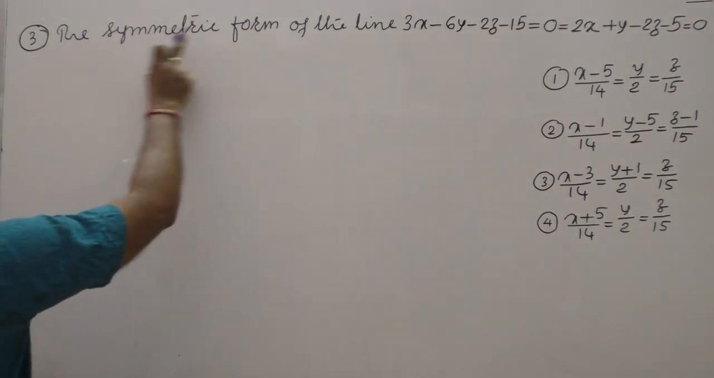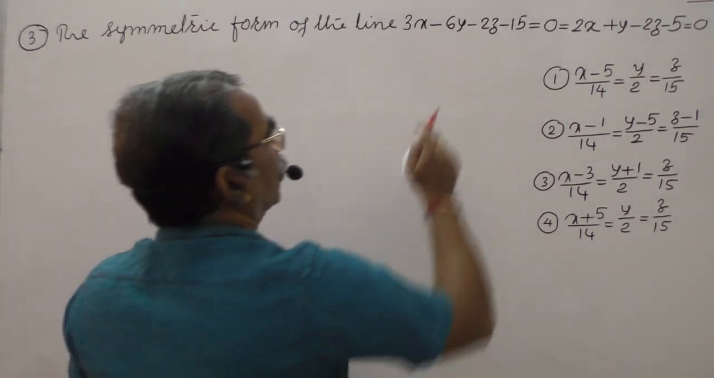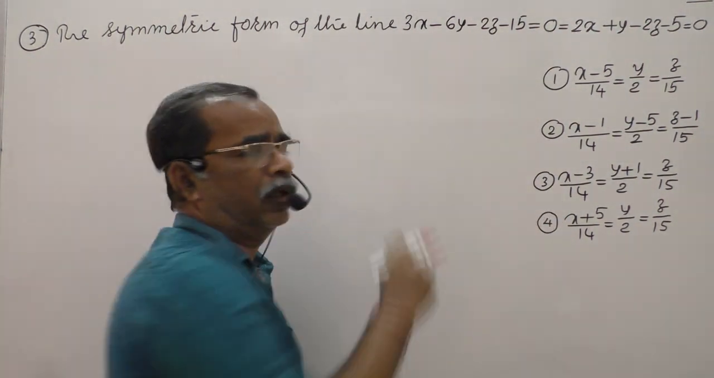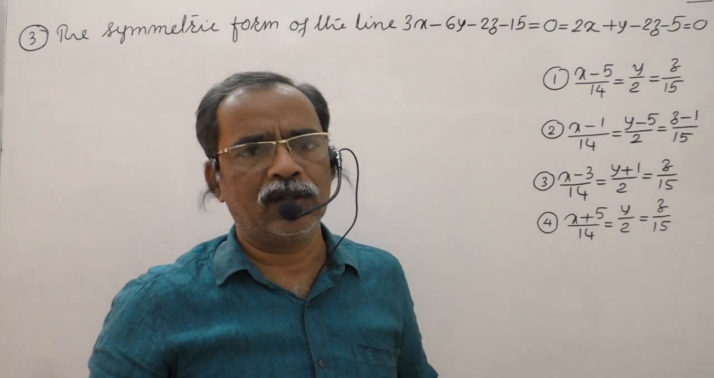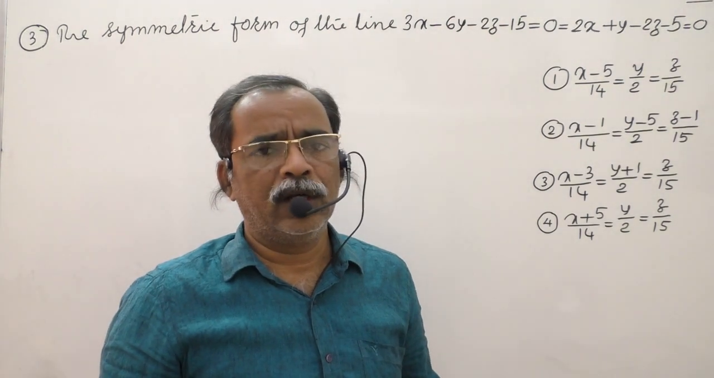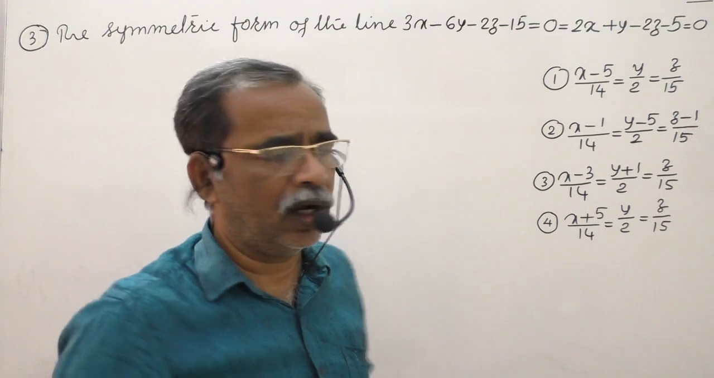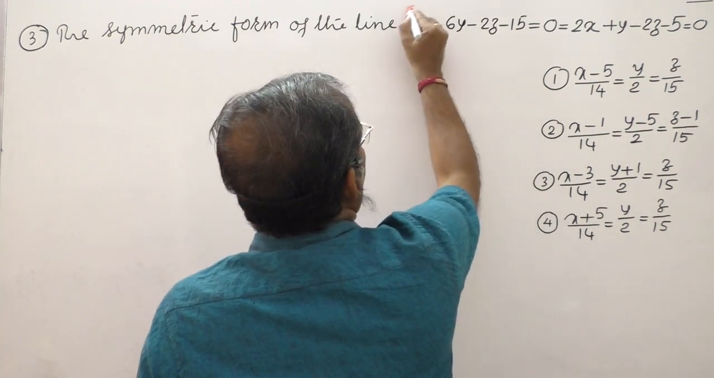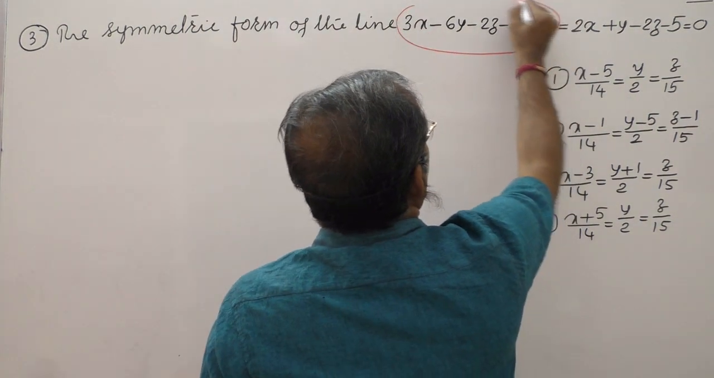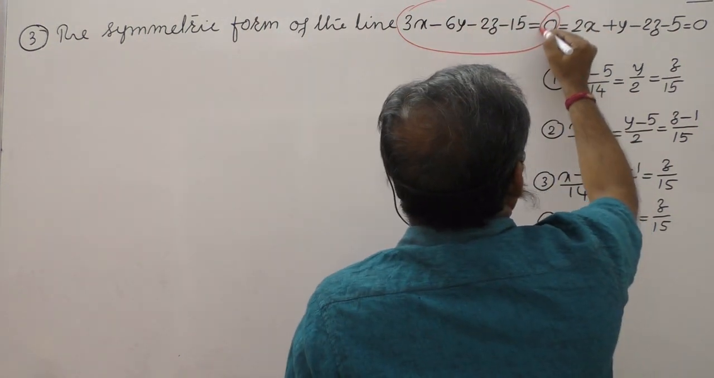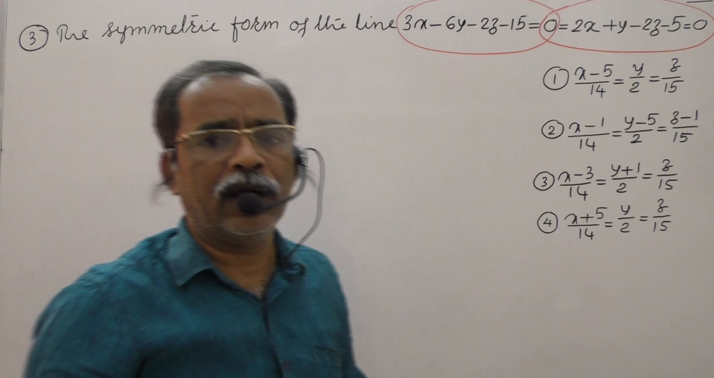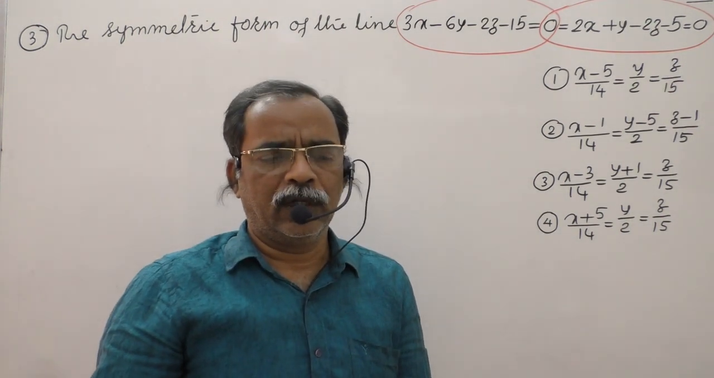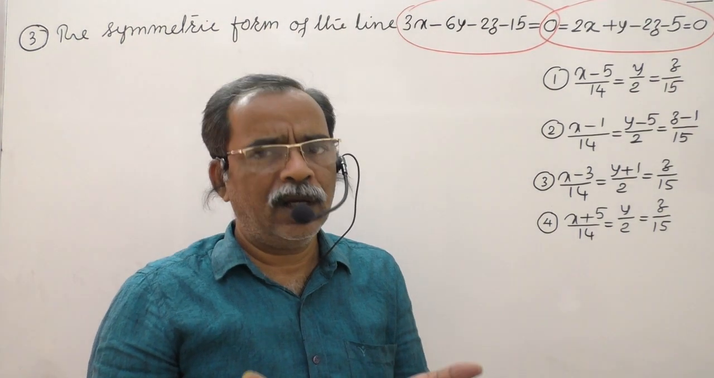The symmetric form of the line. Here the line is given in the form of planes. We know that two planes together decide a line. This is the first plane and this is the second plane. These two planes will decide a line, so the common portion of two planes is a line.